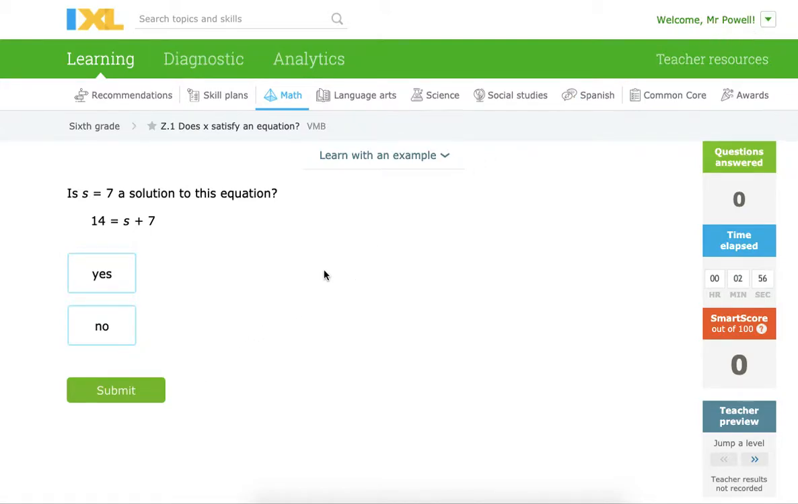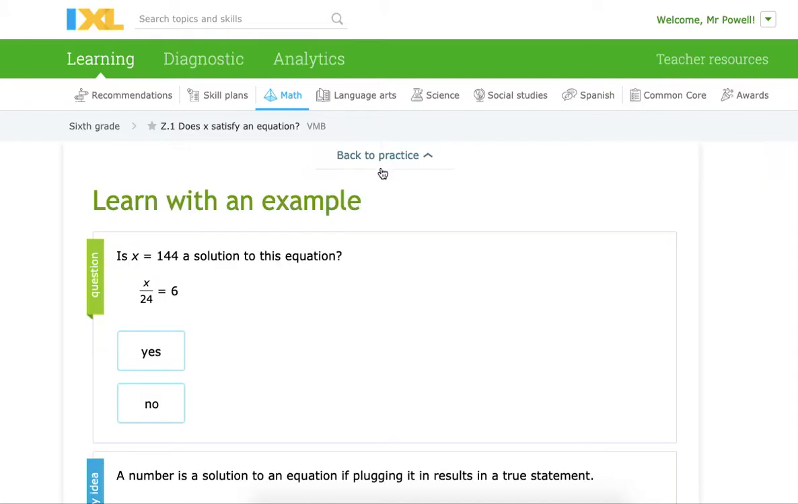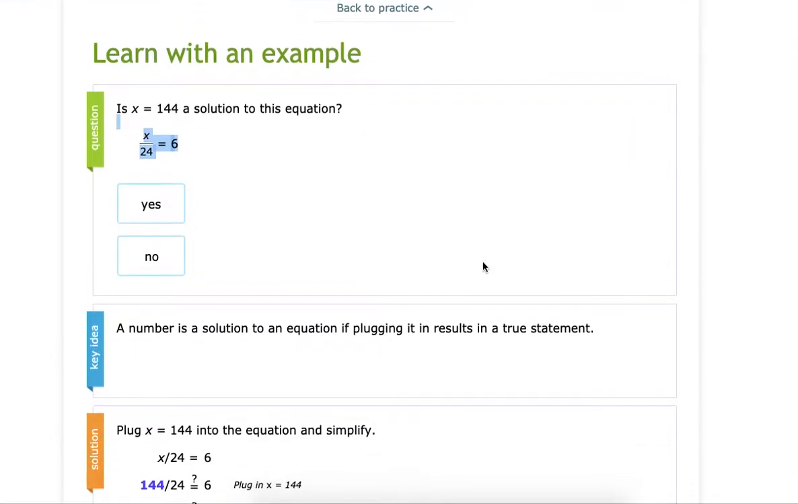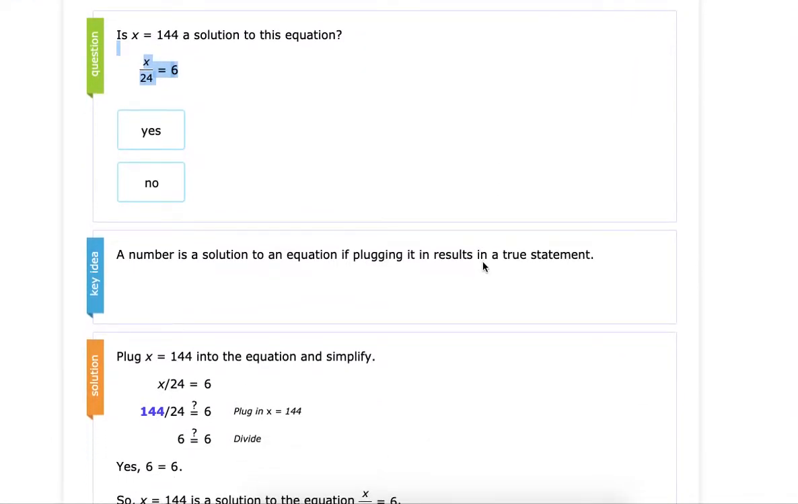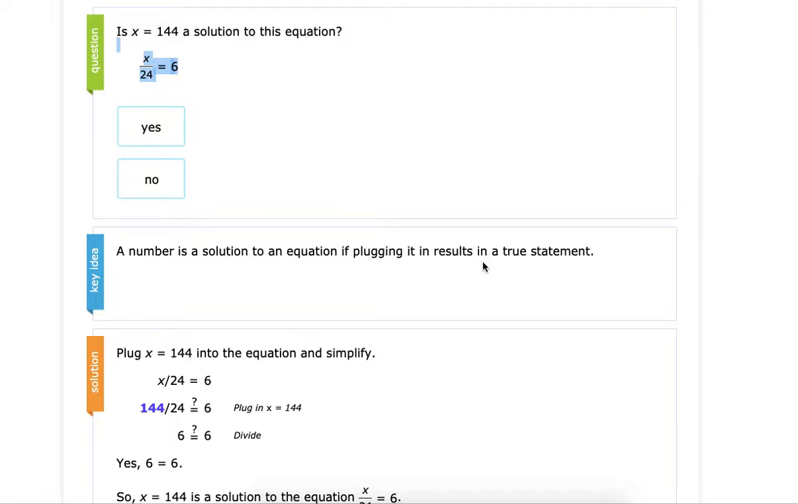The other thing I want to point out is when you first start it up on the very first problem, you have the opportunity to do this learn by example. When you click on that, you'll be able to go through that example, and it'll give you an example of the type of problem. So if you see this one right here, it gives us a problem: is x equal to 144 a solution to the equation, and our equation is x divided by 24 equal to 6.